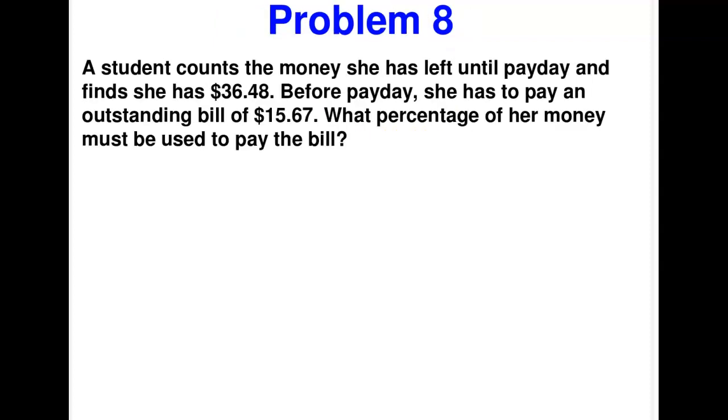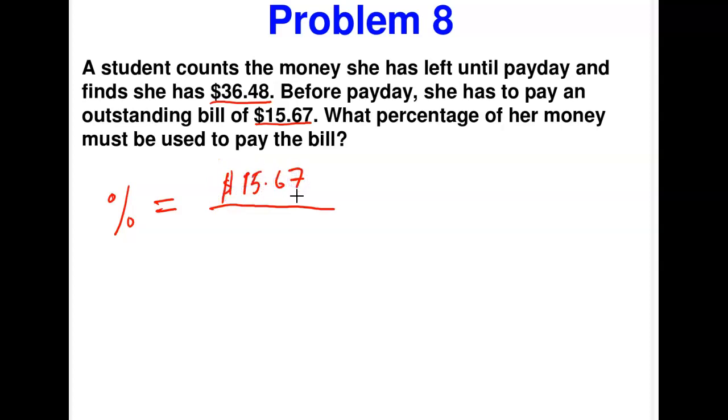So if you have this question, it says a student counts the money she has left until payday and finds she has $36.48 before payday, and she has to pay an outstanding bill of this. It says what percentage of her money will go to the bill. So the percentage here is going to give us the part of the money she's going to use in paying the bill.